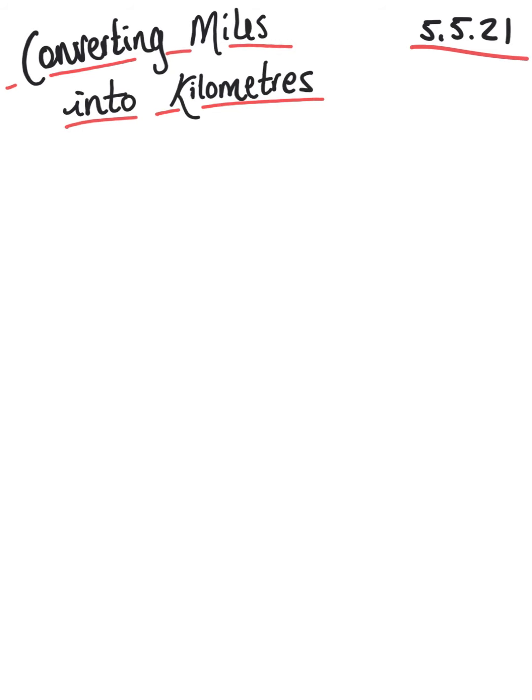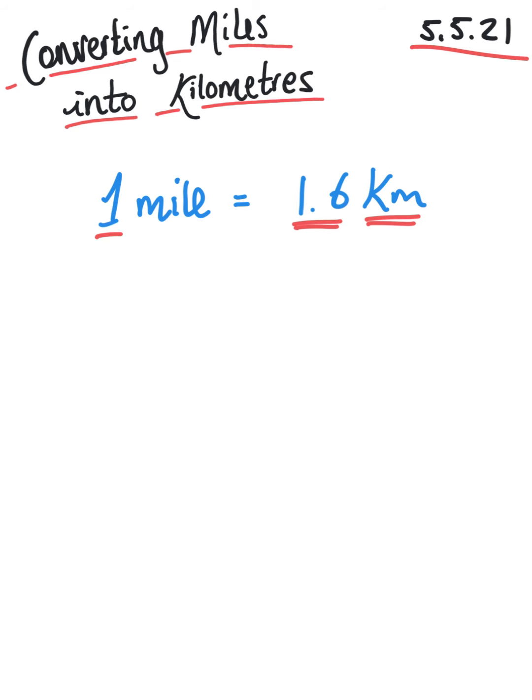Right, time for a bit of a recap. So last week we did converting miles into kilometers. Now, 1 mile is equal to 1.6 kilometers. So whatever you get in miles, you need to multiply by 1.6 to give the answer in kilometers. Okay, so if you had miles, to get it into kilometers, you've got to multiply it by 1.6, and that gives you the answer in kilometers.